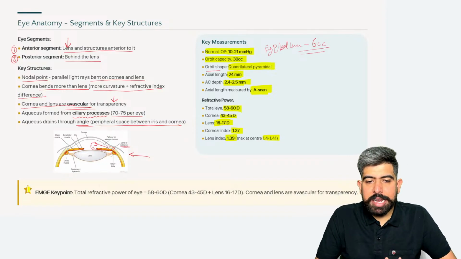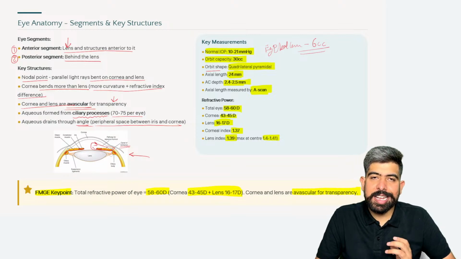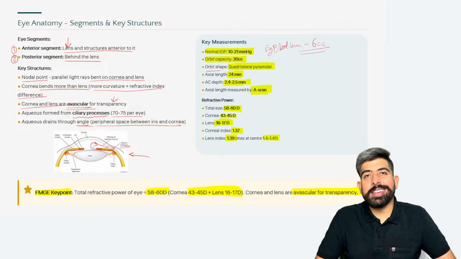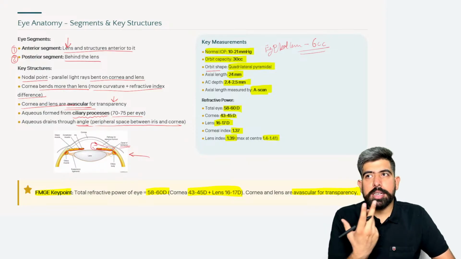So FMG key point, from the anatomy, is saying what? It is related to the total eye power, right? How much from the cornea and how much from the lens. And please remember, the cornea and the lens are avascular for transparency. As they are avascular, that's why they are transparent, right? Just think about it. If blood vessels are present on the cornea or the lens, right?